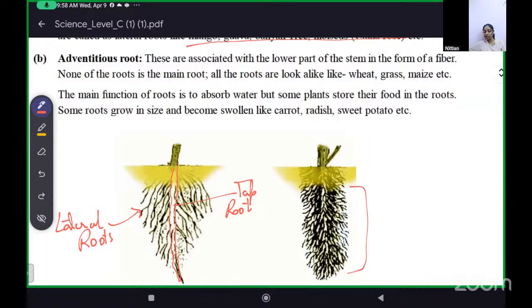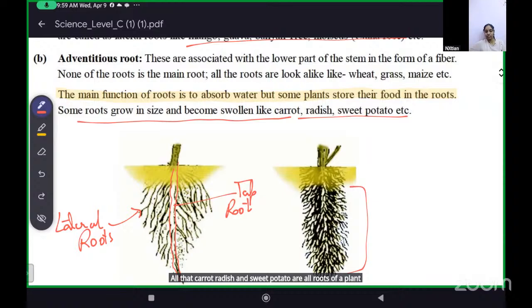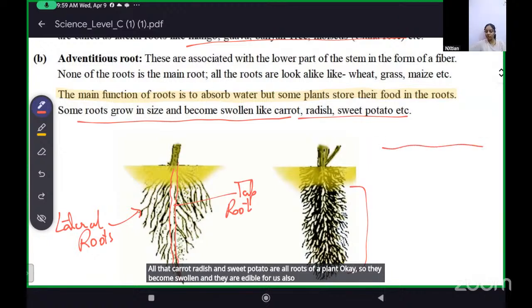What is the main function of the root? The main function of the root is to absorb water from the ground. But some plants store their food in their roots. Some roots grow in size and become swollen, like carrot, radish, and sweet potato. Do you know that carrot, radish, and sweet potato are all roots of a plant? They become swollen and they are edible for us also.